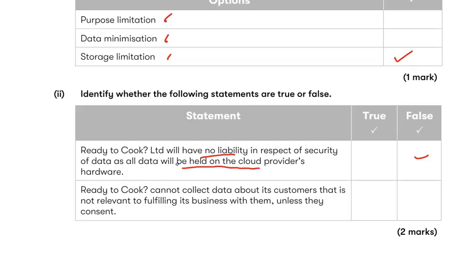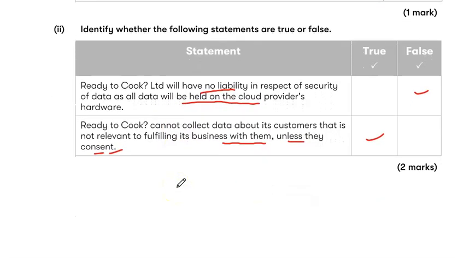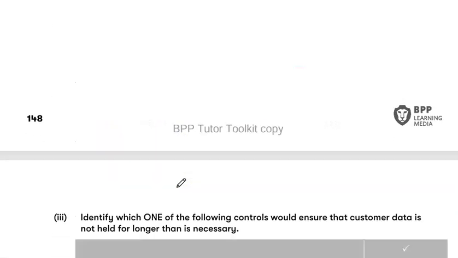Ready to Cook cannot collect data about its customers that is not relevant to fulfilling the business with them unless they consent. So I will go with true, because we will not be able to collect the data of any individual which is not relevant or where the customer has not consented.